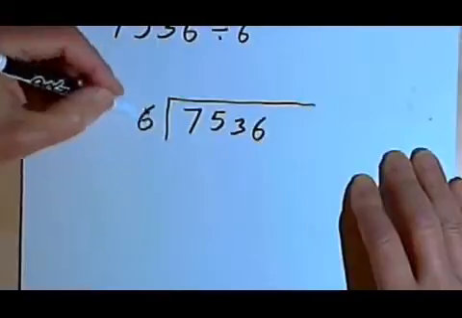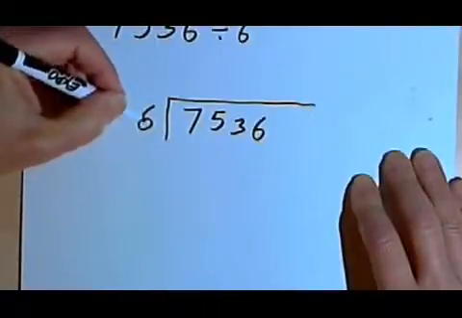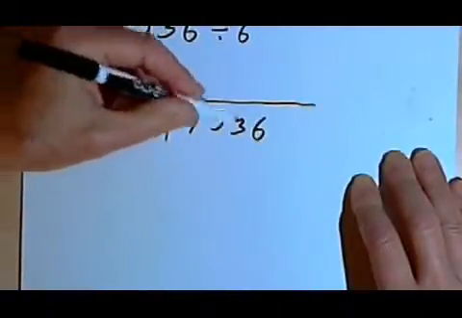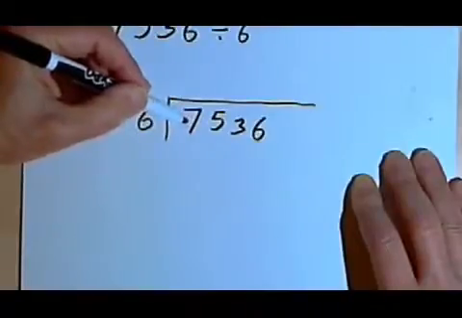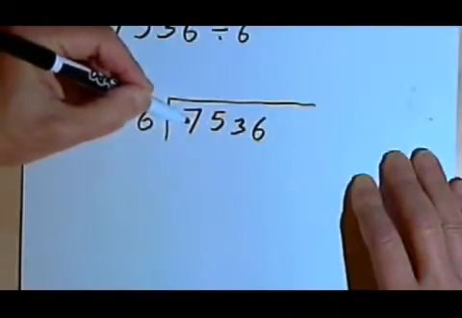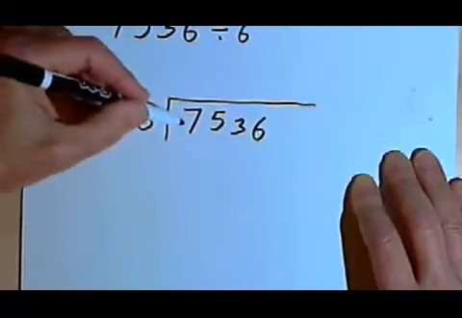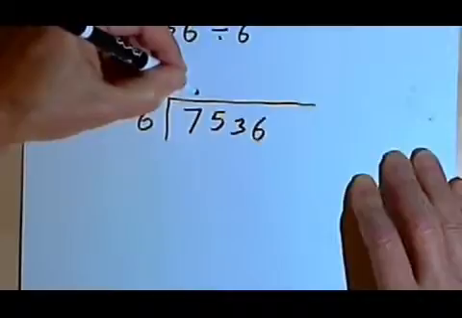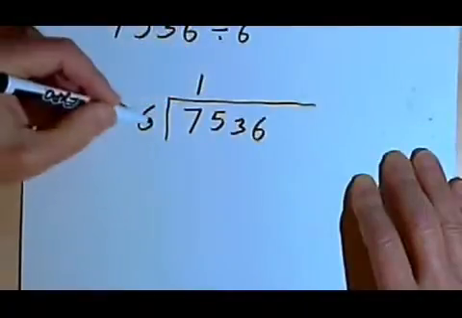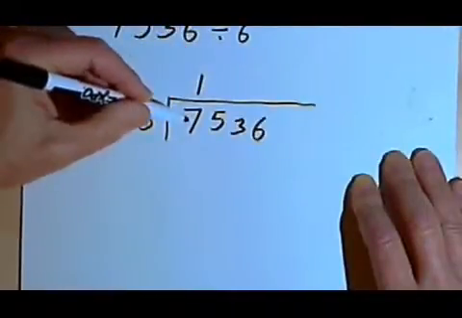I take that 6, which is called my divisor, and I look at the number I'm dividing, and if I can divide it into the first digit, then I do that. So 6 can be divided into 7. It goes in one time. So above that 7, I'll write a 1 for the number of times that I can divide 6 into 7.